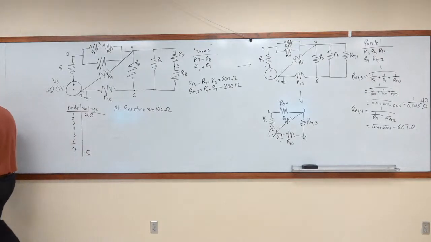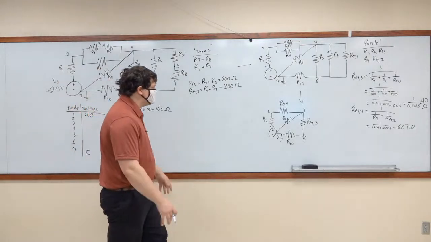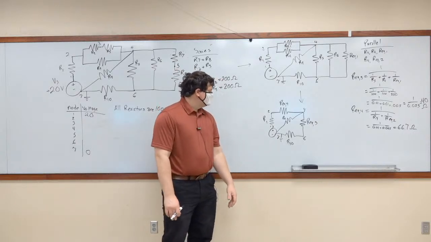Our circuit's getting smaller. We're getting closer to the source. We are figuring out the math. Eventually, we're going to get to the source. We're going to find out how much current is coming out of the battery.